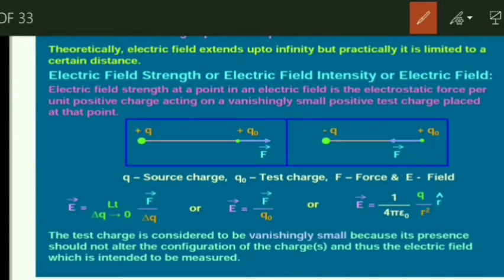Friends, as we know, F is the Coulomb force between these two charges, which we know from Coulomb's law: the force between two charges is 1 over 4 pi epsilon naught, times the product of charges over the distance between them.